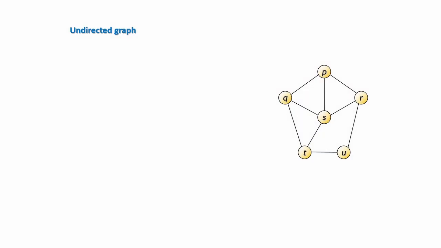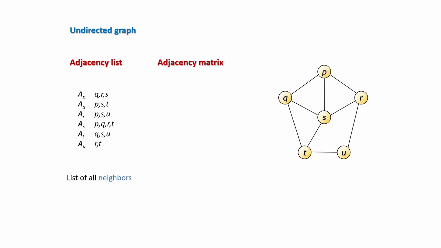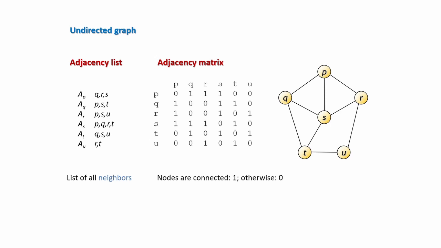Let's have a look at an undirected graph like this. The adjacency list lists now for each node all its neighbors. For instance, node P is connected to nodes Q, R and S. The adjacency matrix gives you an overview of all connections in your graph by putting all nodes in rows and columns, and the cells of the matrix indicate whether 2 nodes are connected, labeled 1, or not, labeled 0.